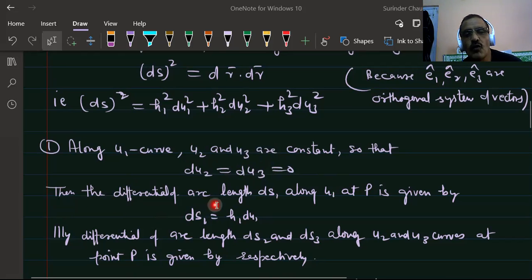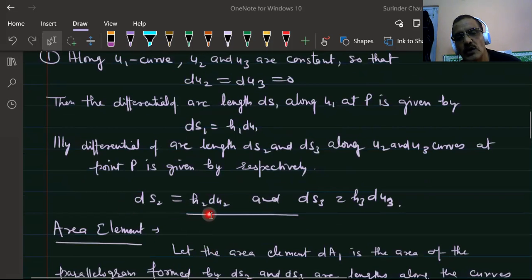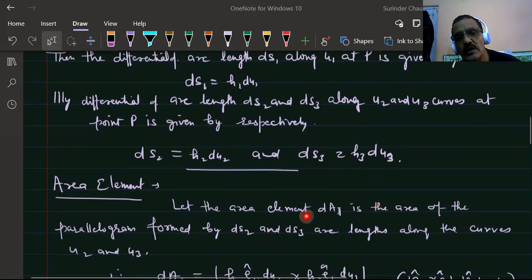Then the differential of arc length ds1 along the u1 curve at point P is given by ds1 squared equals h1 squared du1 squared. Therefore ds1 equals h1 du1. Similarly, the differential of arc length ds2 and ds3 along the u2 curve and u3 curve at the point P is given by ds2 equals h2 du2 and ds3 equals h3 du3.